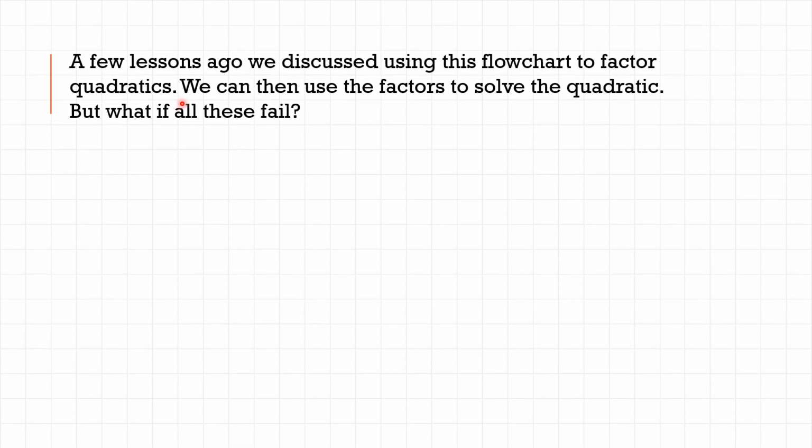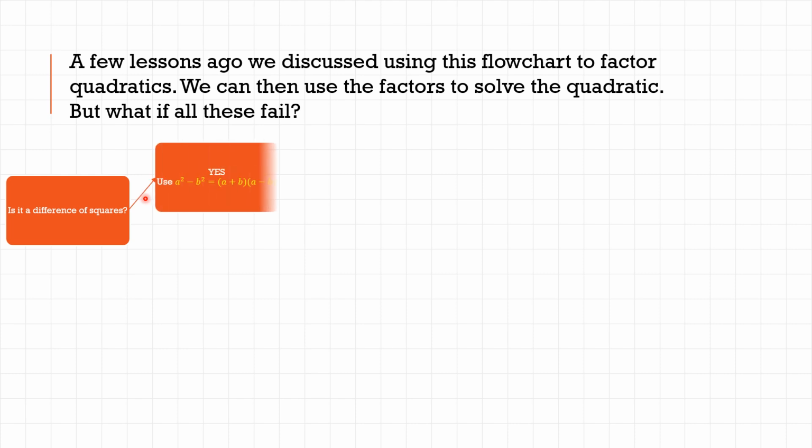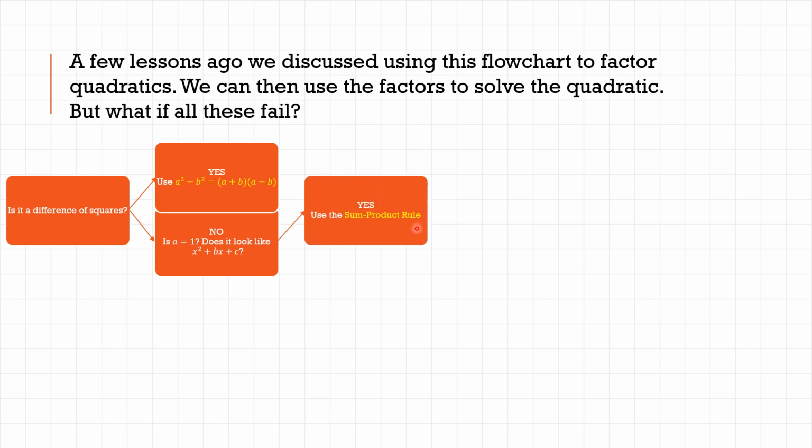Before I send you off here, a few lessons ago we discussed using a flowchart to factor quadratics, and that allows us to choose the best factoring strategy to solve it. But if all of these fail, we need one more option. The flowchart goes, is it a difference of squares? If yes, then just use the difference of squares formula. If no, check if the a value is 1. Does it look like this? If it does, then just use the sum product rule, and it's pretty quick.